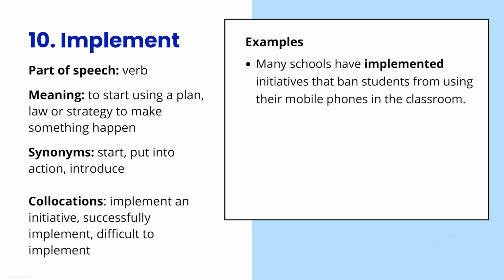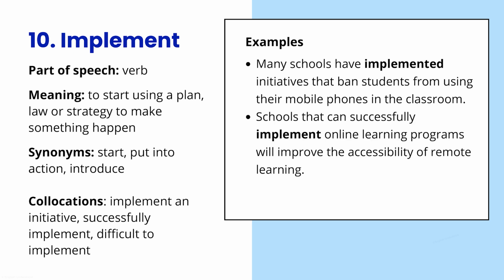Now let's have a look at some examples. Many schools have implemented initiatives that ban students from using their mobile phones in the classroom. So this simply means that many schools have started using plans or strategies, and these plans or strategies ban students from using their phones in the classroom. They can't use their phones in the classroom. Schools that can successfully implement online learning programs will improve the accessibility of remote learning. So implement is a great word to use when you're saying that a plan or strategy is put into action.